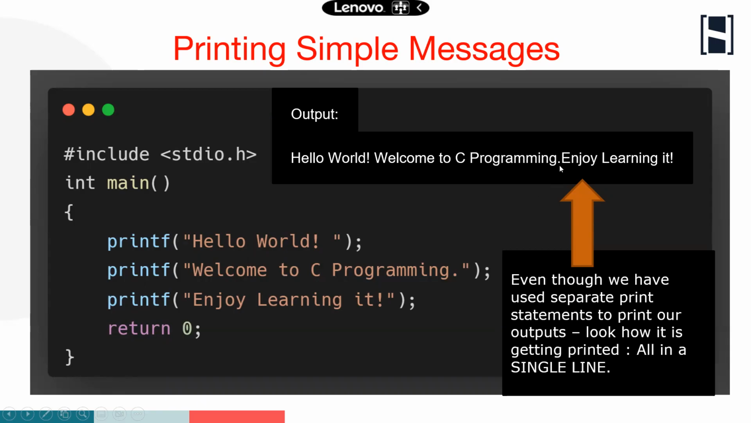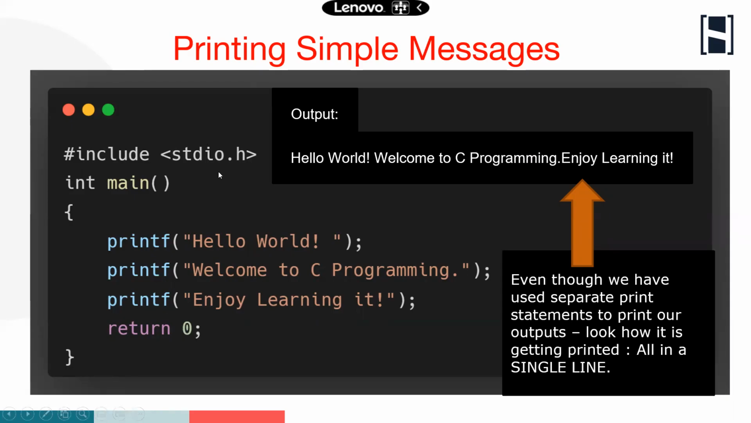As soon as the dot is given, the cursor will be right beside it. The next print statement is going to start from the same line. So this is how my printf is going to work. Please understand, printf does not add any extra line or new line on its own. Whatever you give, everything is going to be printed in a single line, even though we are giving multiple printf statements.